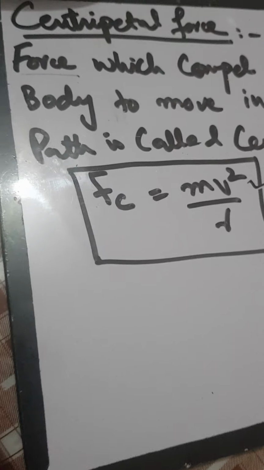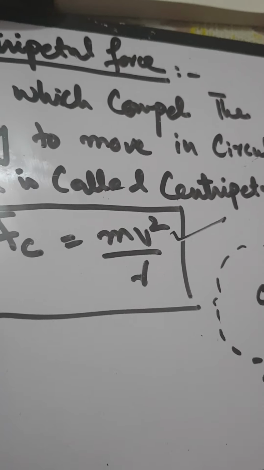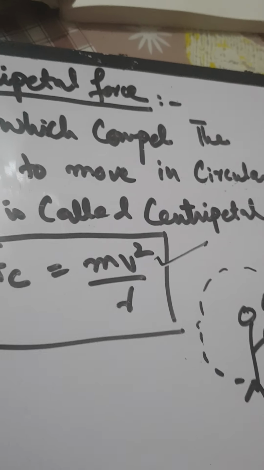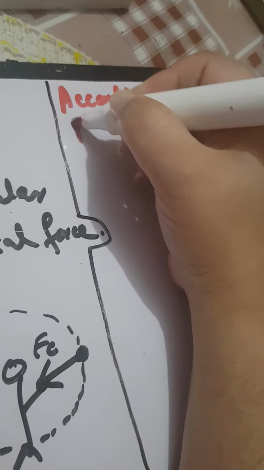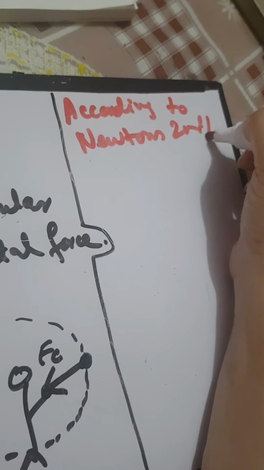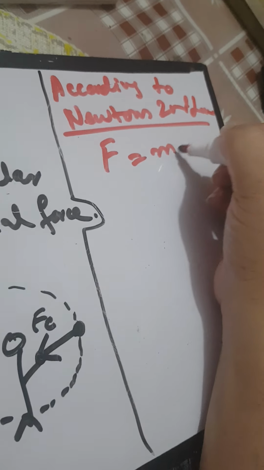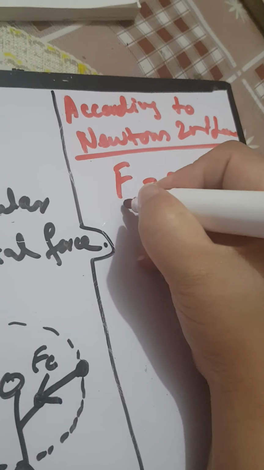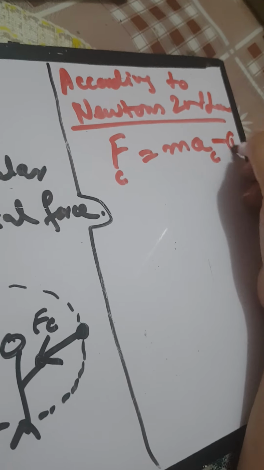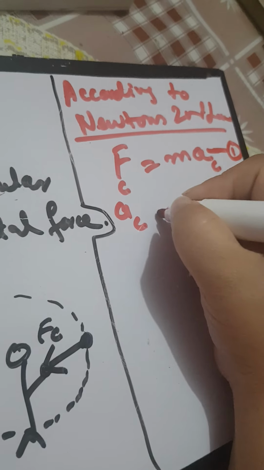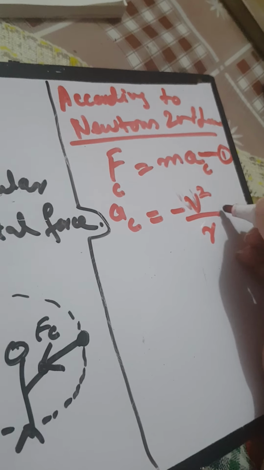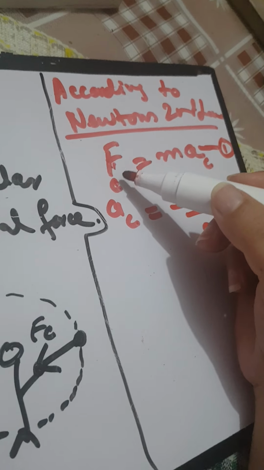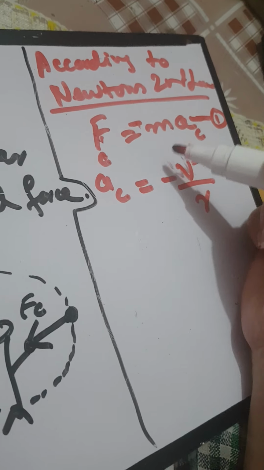Now how do we calculate this formula? It is derived from a very basic concept of centripetal acceleration and Newton's second law of motion. We can use these two equations. Firstly, according to Newton's second law of motion, F is equal to ma. This is very simple. If the force is centripetal force and the acceleration is centripetal acceleration, this is equation number 1. You already know that centripetal acceleration is equal to minus v square divided by r. Here the direction of centripetal acceleration is also towards the center, so here we can also use a negative sign, and this is equation number 2.